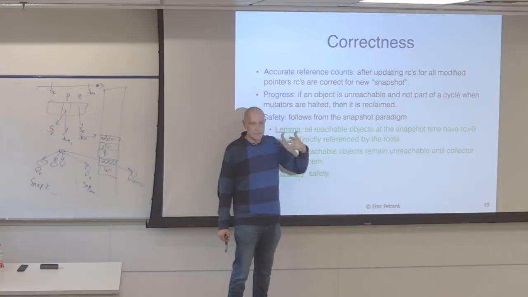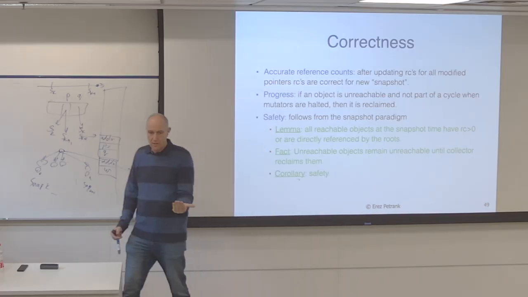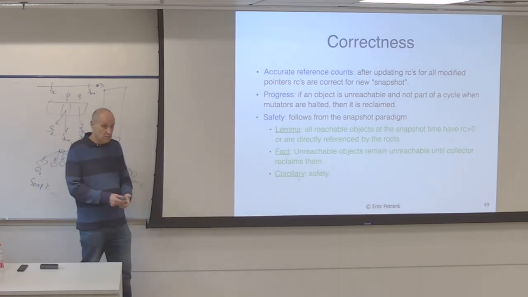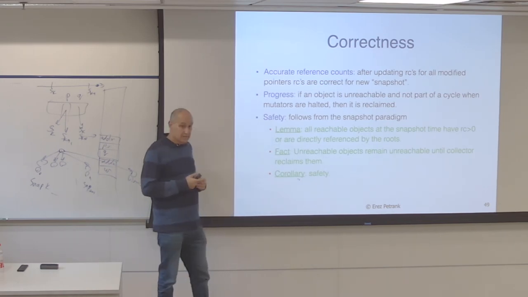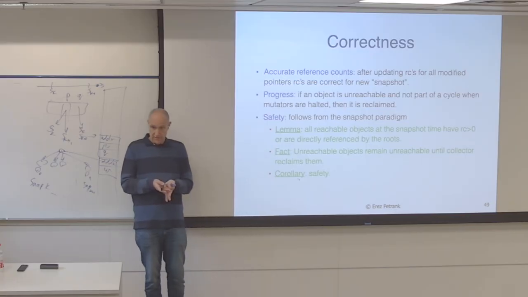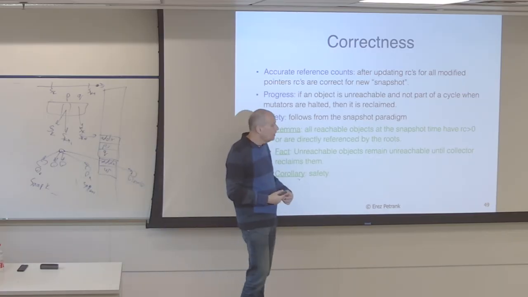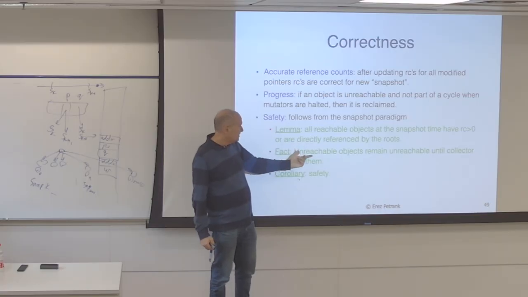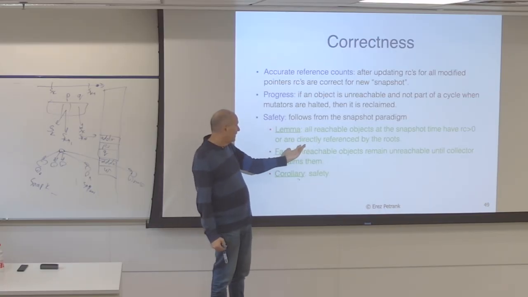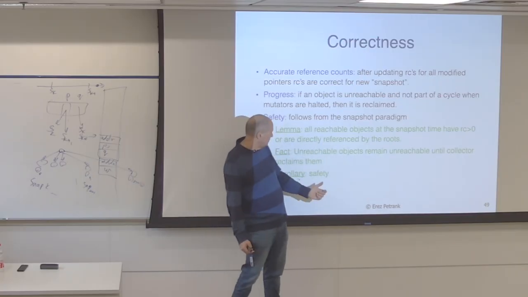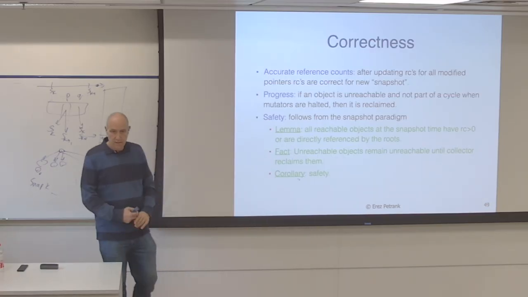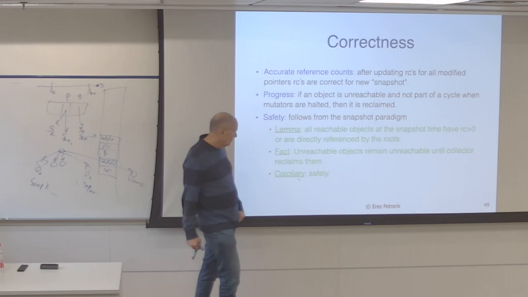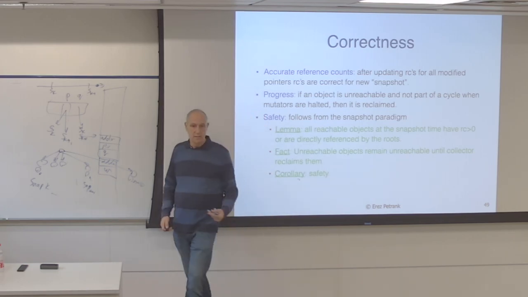and progress. So if an object had a 0 reference count before the snapshot, then I will see that it has a 0 reference count and I will reclaim it. If it's not in a cycle, it must have a 0 reference count, either immediately or recursively through its parents that get deleted. And the safety is just the same as the snapshot paradigm. If I have something that is unreachable, it's going to remain unreachable until the collector reclaims it. So we're okay, and therefore we get safety, we get progress.